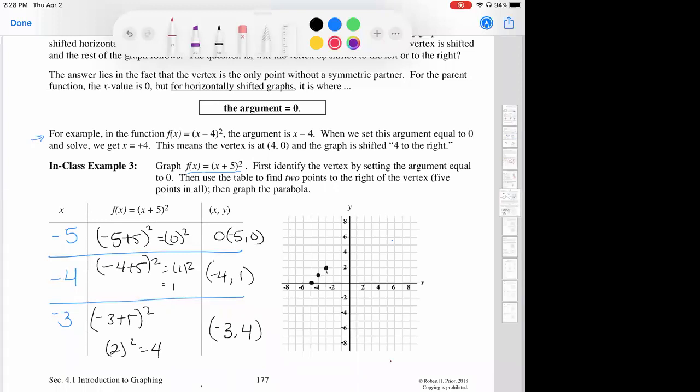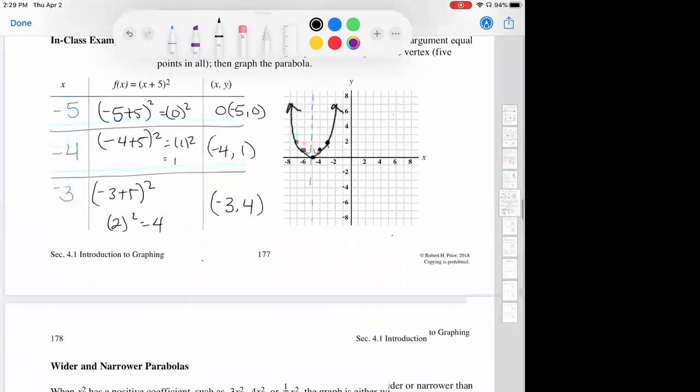Now let's reflect those over. 1 away from the vertex will give us the same height. 2 away from the vertex along our axis of symmetry, right? 2 away will be right here. And this will give us our graph, our parabola. Isn't that so cool? We did the work of only 3 points, and we have a lot more than what we originally found.